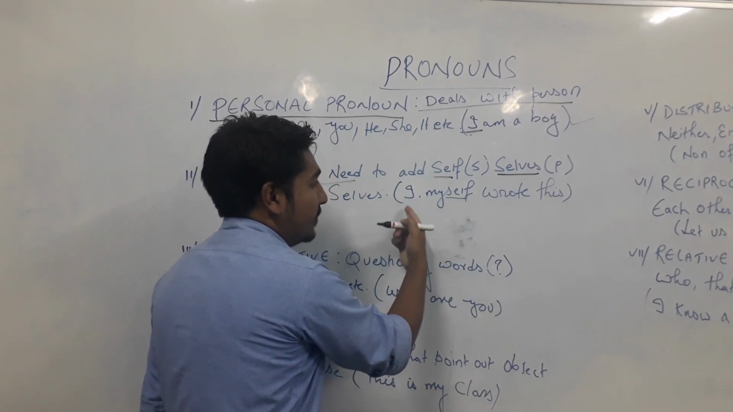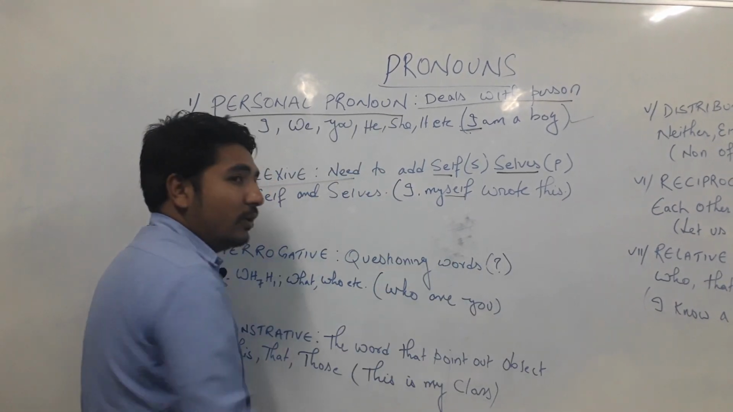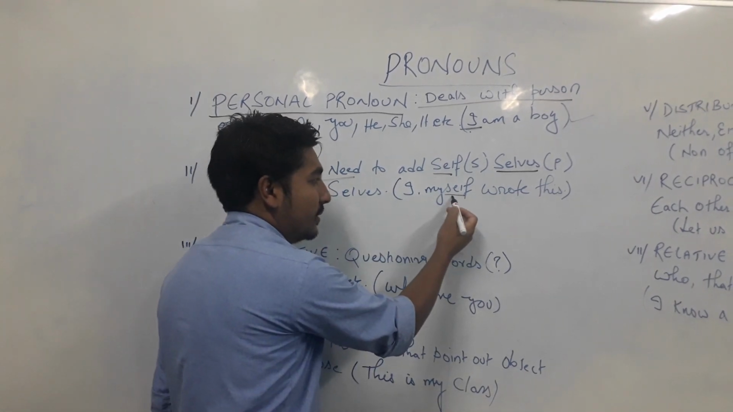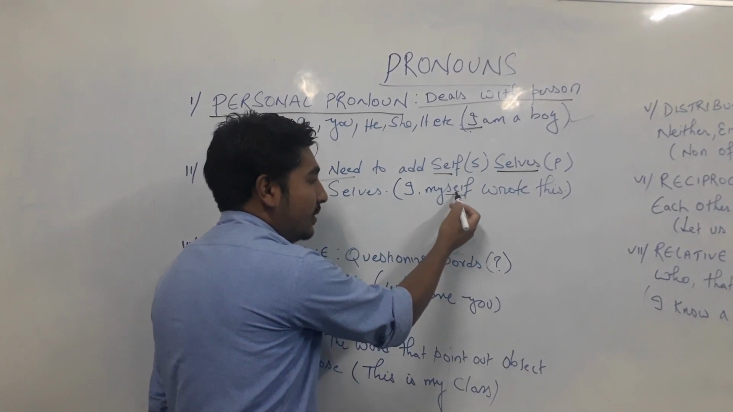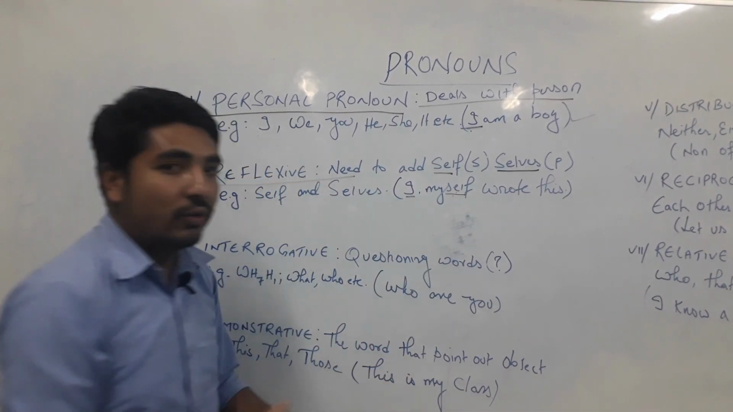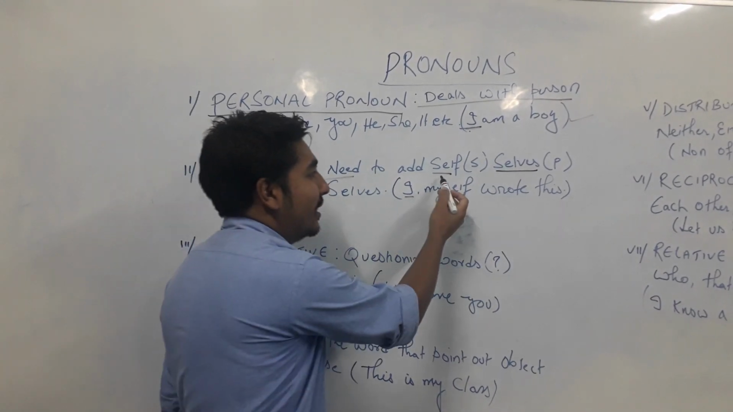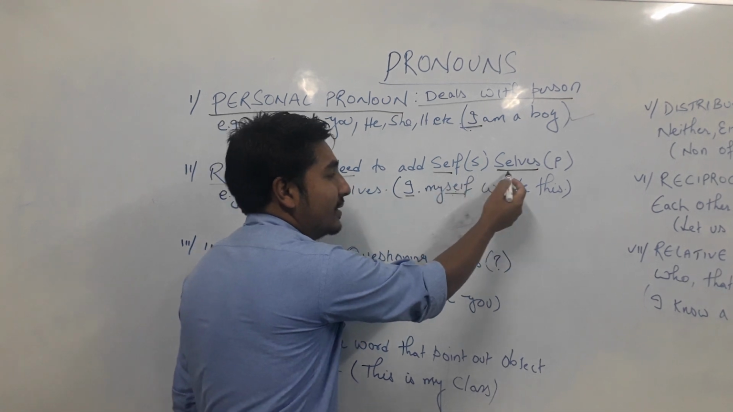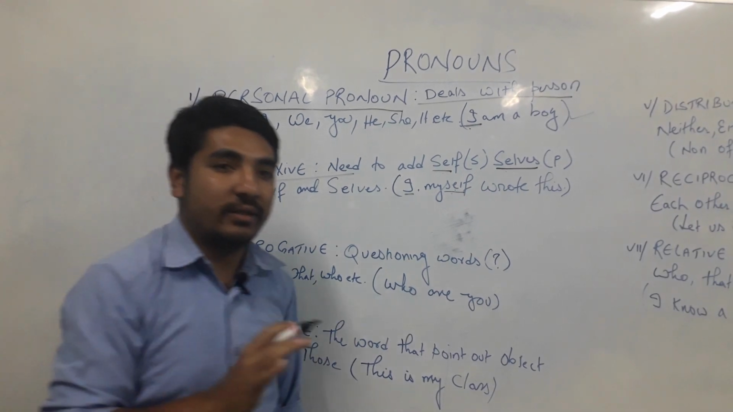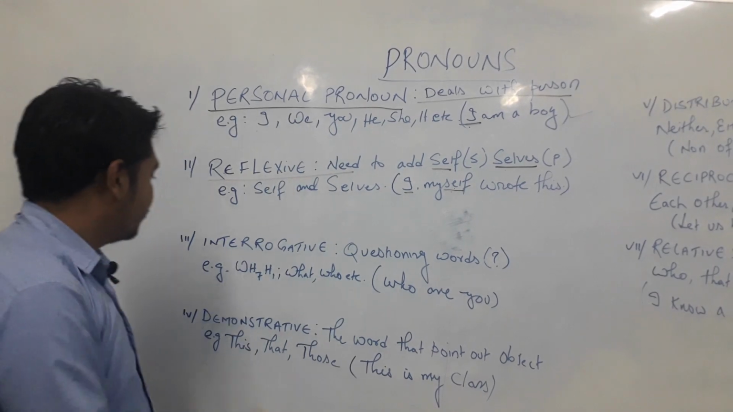You can see in this sentence, I myself wrote this. In order to emphasize more, we are adding this self. This is actually emphasizing subject here, that is pronoun. So in order to make reflexive pronoun, you just need to add self in singular, selves in plural in personal pronoun in order to emphasize more on the subject. That's all.